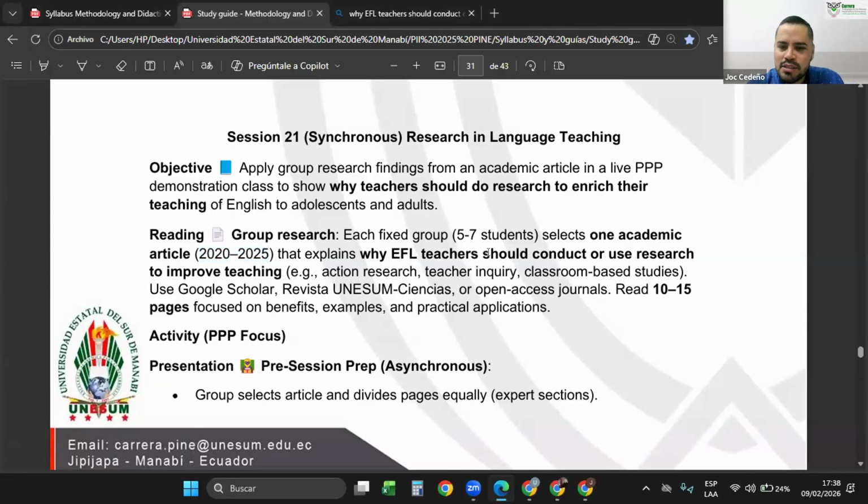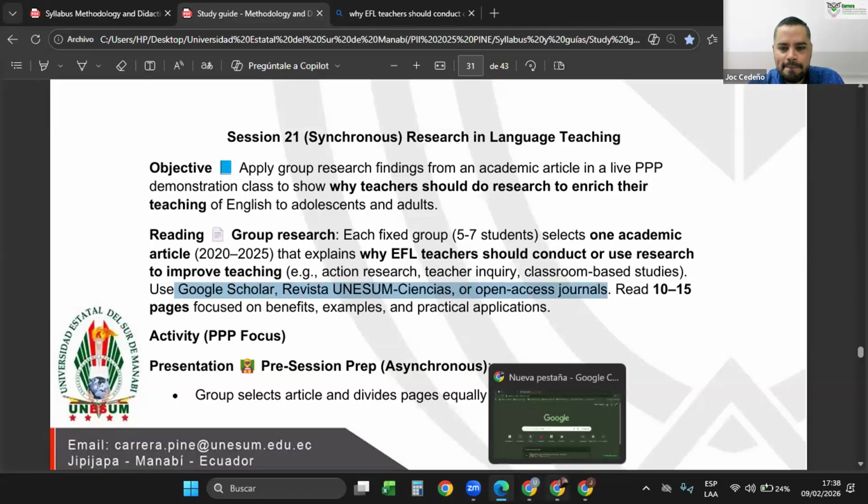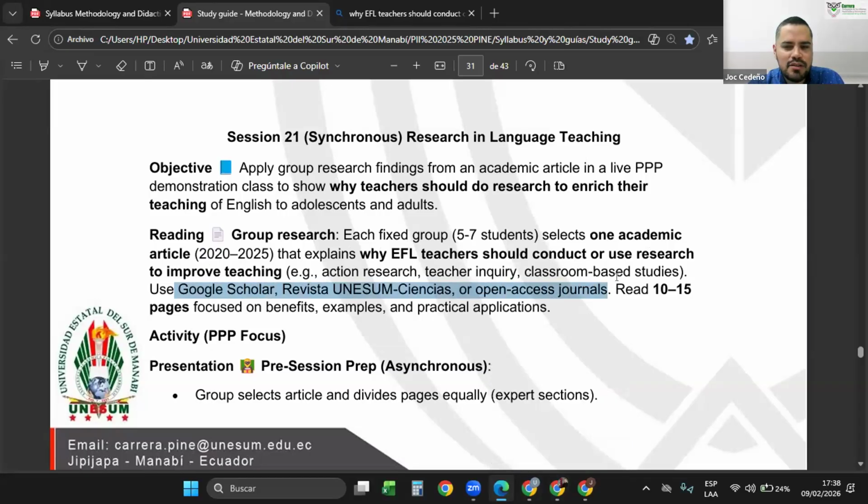Why EFL teachers should conduct or use research to improve teaching. And for example, action research, teacher inquiry, classroom-based studies. You need to use Google Scholar, Revista Unesum Ciencias, that's another option, or open access journals. You need to read about 10 to 15 pages focused on benefits, examples, and practical applications.